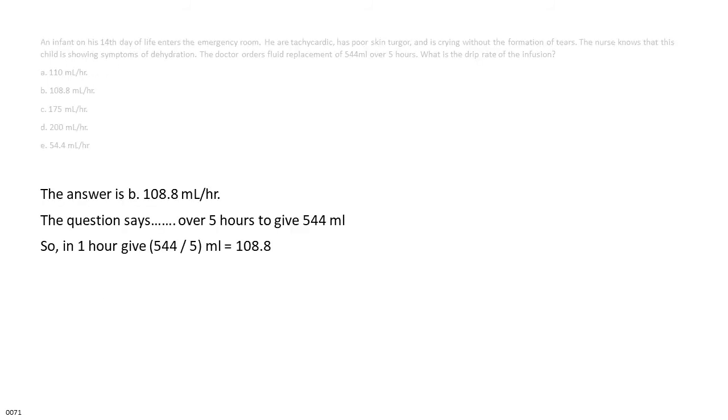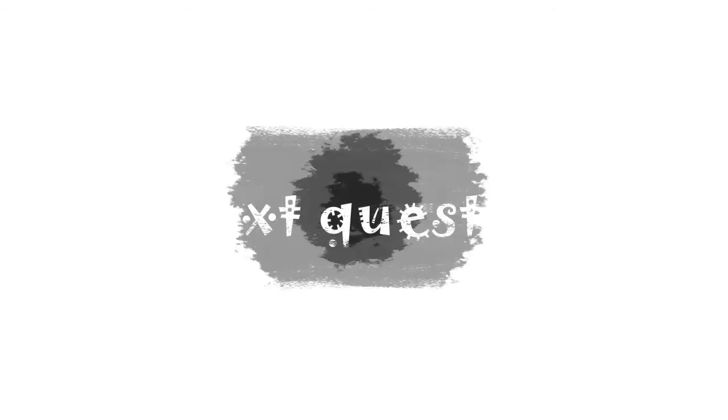The answer is B. 108.8 milliliters per hour. The question says, over 5 hours to give 544 milliliters. So, in 1 hour give, 544 divided by 5 mL equals 108.8 milliliters.